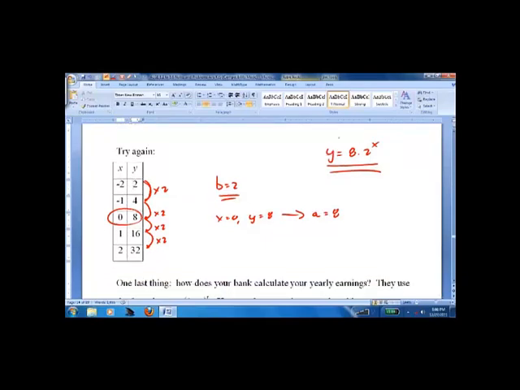You can always check by putting values in to see if that makes sense. So if -2 is here, 2 to the -2 is 1 over 2 squared, which is 1/4, times 8 is 2. Looks like it worked.